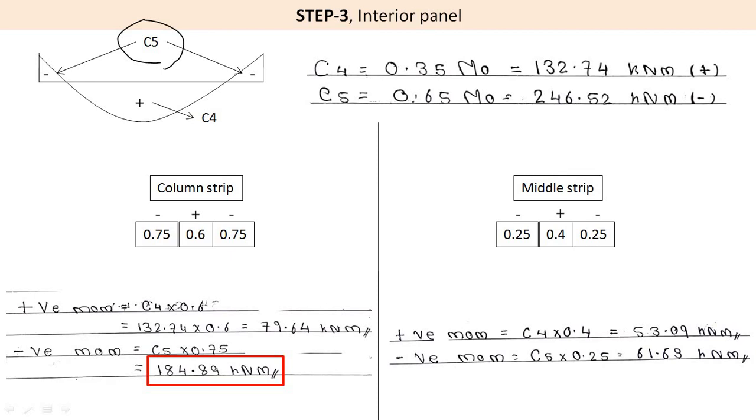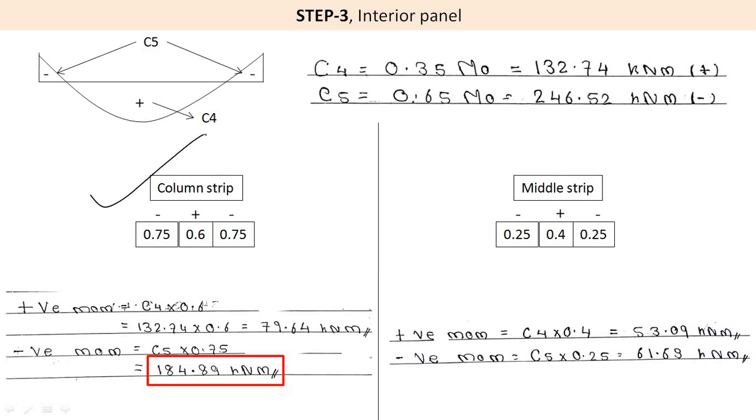Now what we have to do is distribute this positive moment and negative moment into the column strip as well as into the middle strip. So for the column strip, the distribution factor is already provided. For the negative it will be 0.75 and for positive it will be 0.6, and for the middle strip it will be the remaining of the column strip. So the remaining is, for the negative 0.25 and for positive 0.4. So now let us find these values for positive and negative for the column strip as well as for the middle strip.